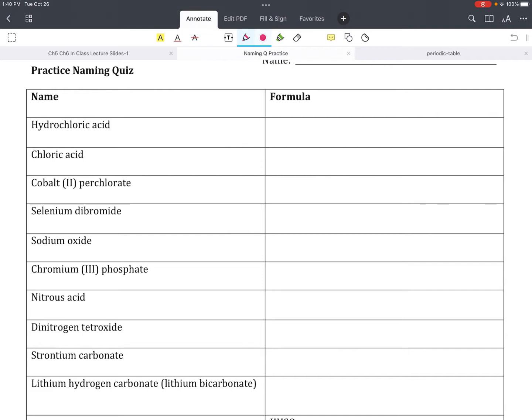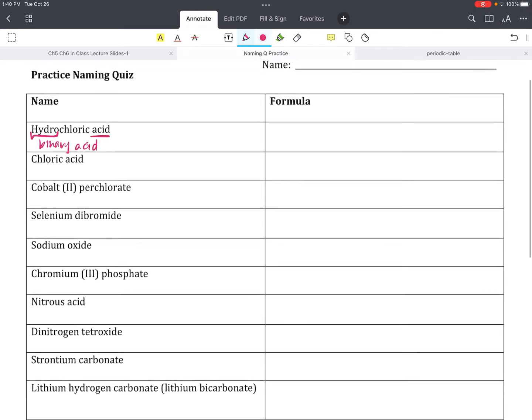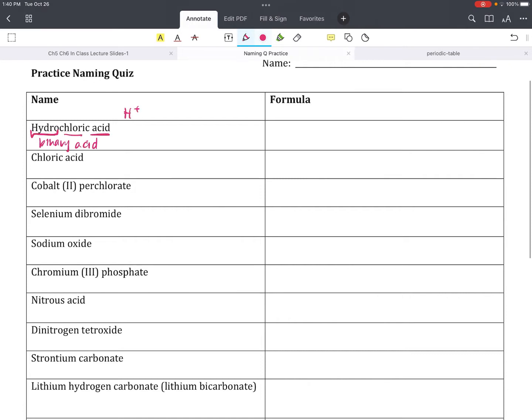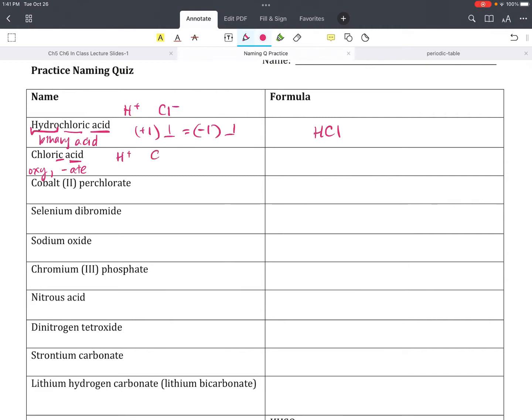All right, so if I were naming this, I would look at the hydro part, and that tells me it is a binary acid, which means it's going to be composed of hydrogen with its +1, and in this case chlor, so chlorine with its -1. So +1, -1, that means I need one of each, HCl. Next up, I have ic acid, which means it's an oxy acid, and it comes from the ate version, so chlorate. So in this case, I have H+ and I have ClO3-. So it's +1, -1, I need one of each. So HClO3.